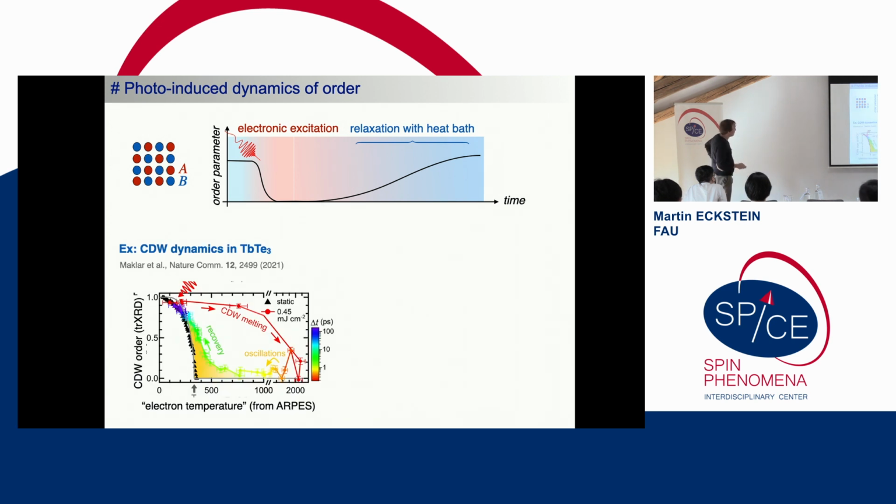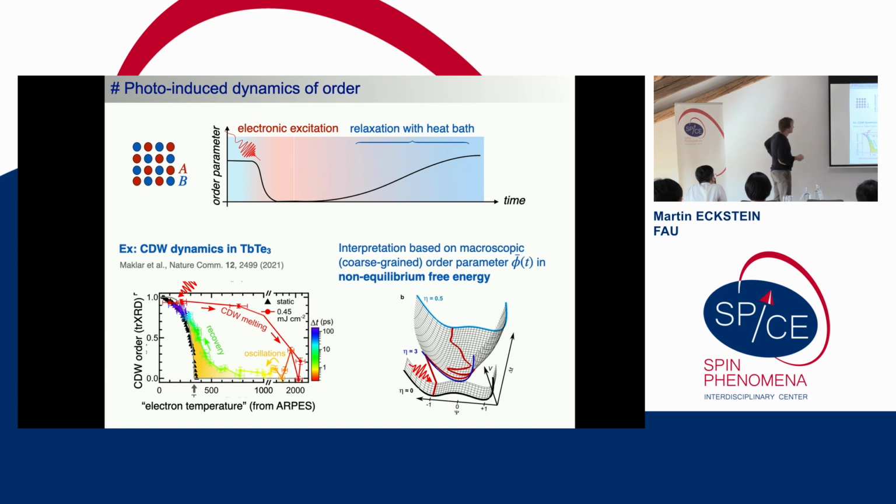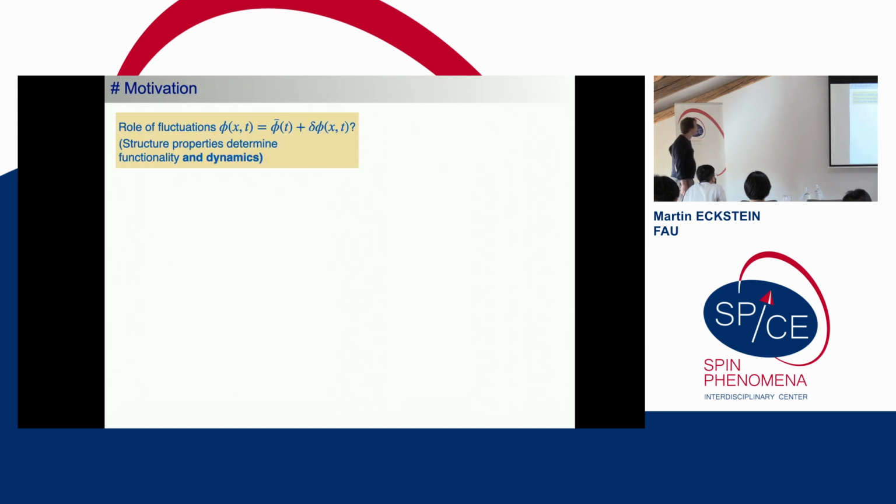For experiments, for example, this charge density wave in the tellurides, at least qualitatively, this dynamics can sometimes be understood in this Ginzburg-Landau scenario, where you have an order parameter free energy surface, and the order parameter moves on the free energy surface, can oscillate, and then relax back to one of the states. And now I'm asking, what's the role of fluctuations of this order parameter? Because it's not a homogeneous quantity, but has spatial variations.